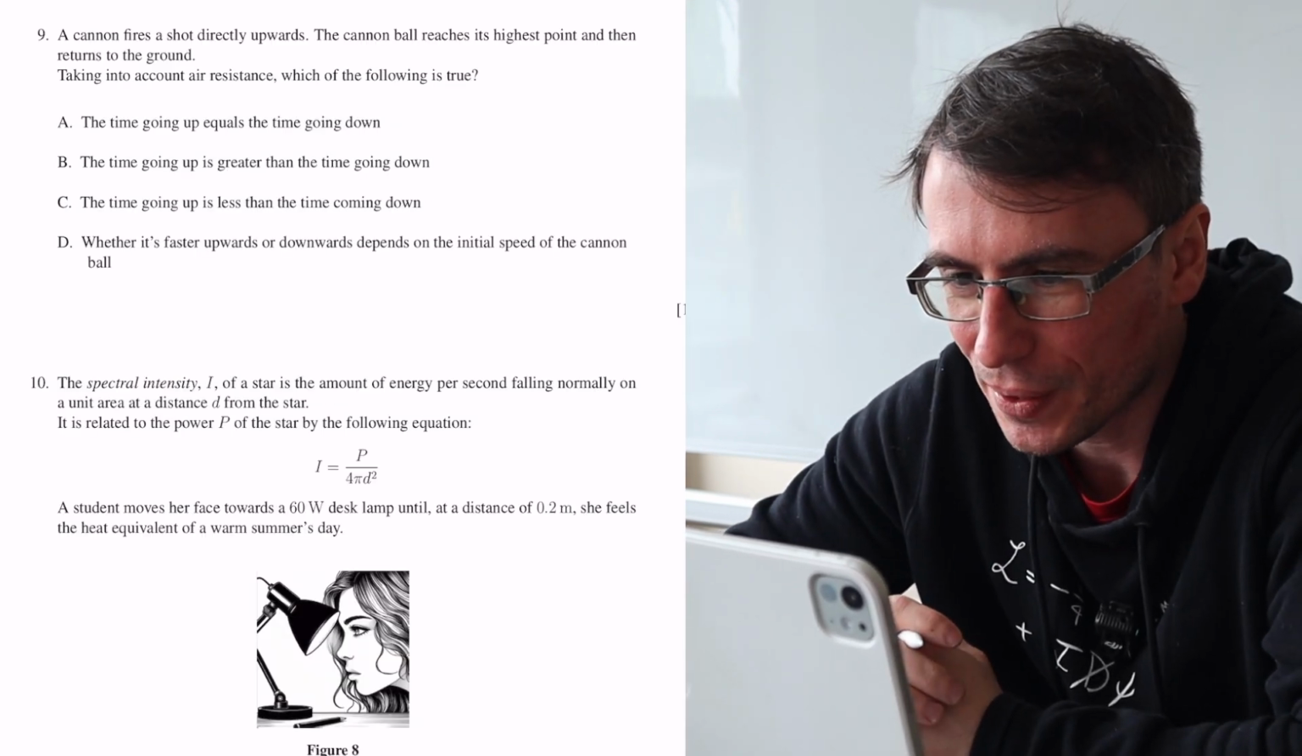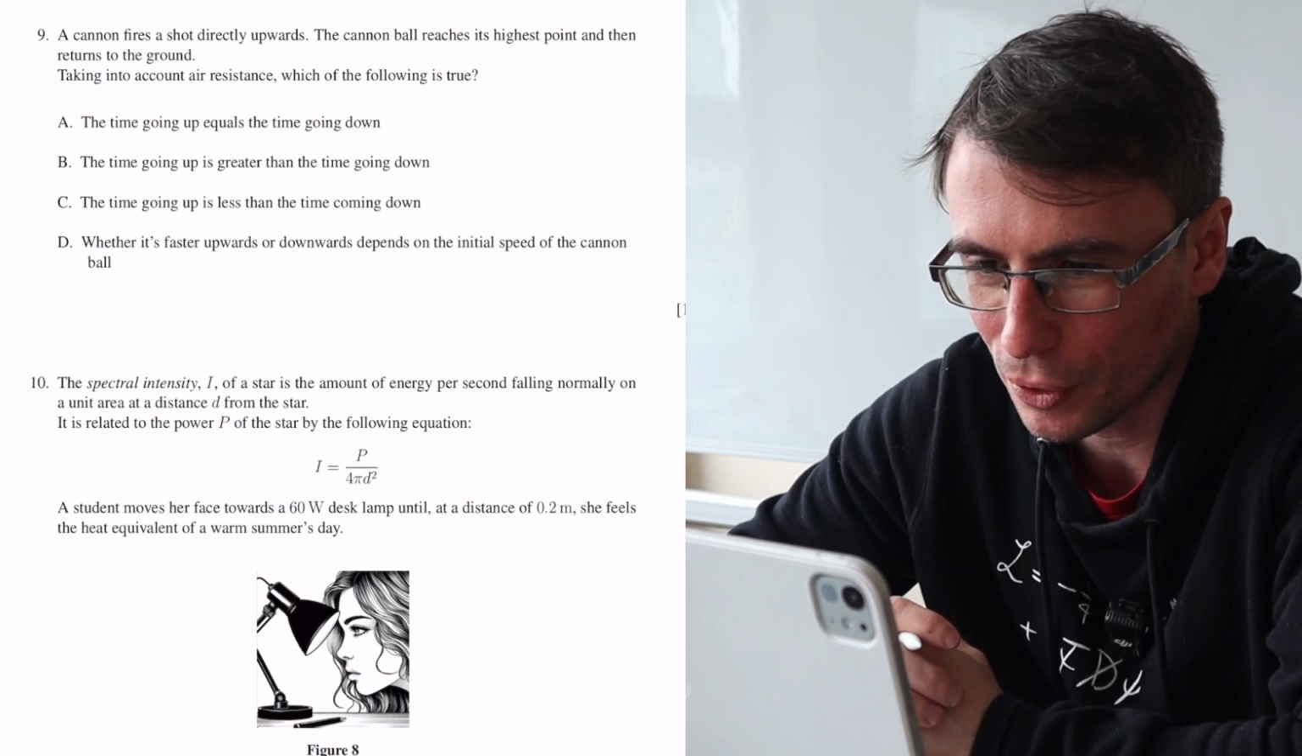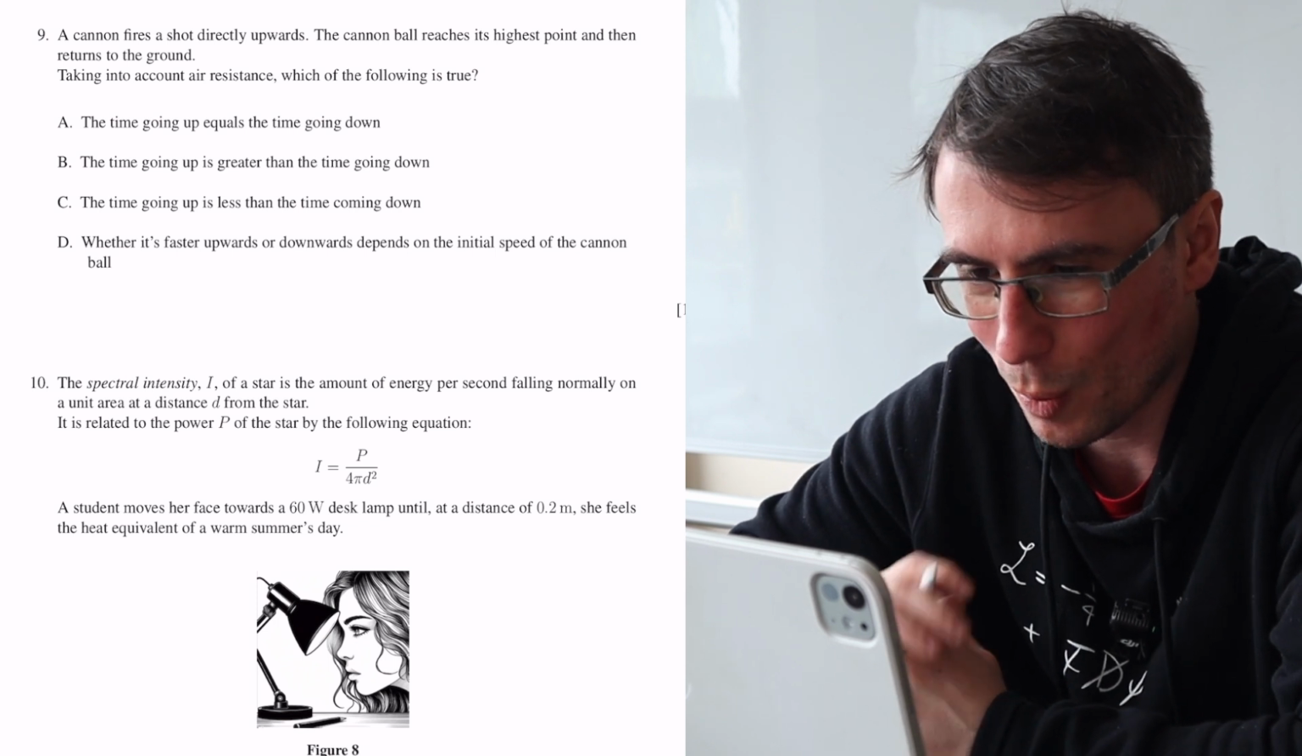Question number 9. A cannon fires a shot directly upwards. The cannonball reaches its highest point and then returns to the ground. Taking into account air resistance, which of the following is true?